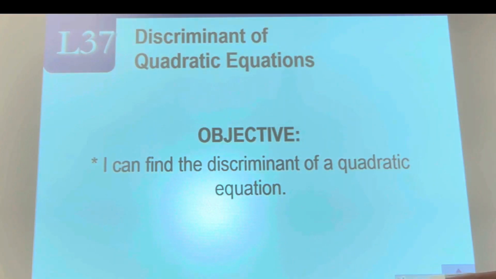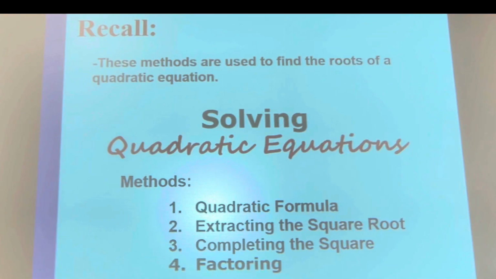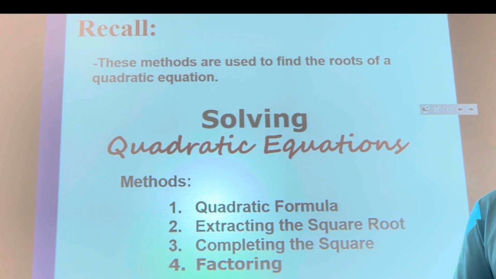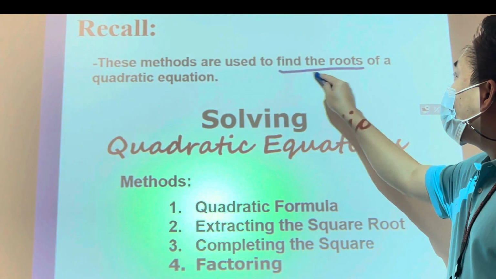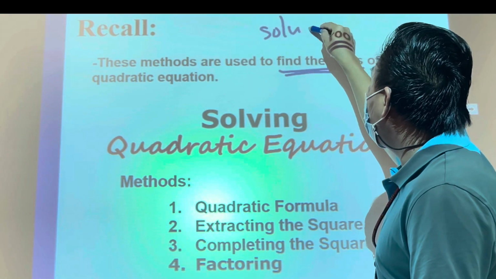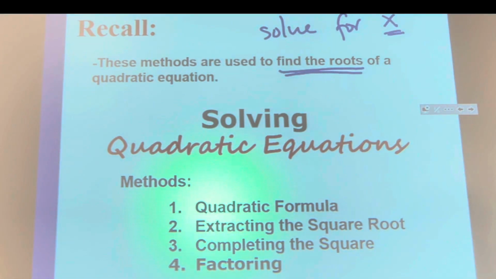So you should be able to find the discriminant of a quadratic equation for today. Here, do you still remember the different methods that we use to solve quadratic equations? Yeah, we have the 4 methods. If ever you have quadratic equations and you want to find the roots or solve for x, the variable x, you will use any of these methods.